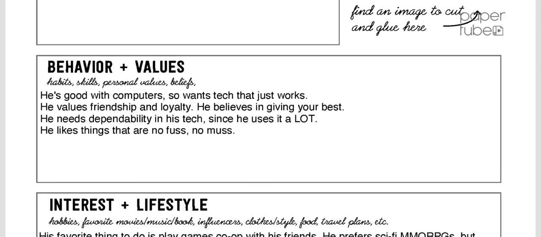Behaviors and values. He's good with computers, so he wants his tech to just work. He values friendship and loyalty. He believes in giving your best at all times. He needs dependability in his tech because he uses it a lot. And he likes things that are no fuss, no muss. So again, down to the minimalist thing, he doesn't want things that are ostentatious. He wants stuff that just works, gets the job done. He can depend on it. And yeah, it just fits in with everything else.